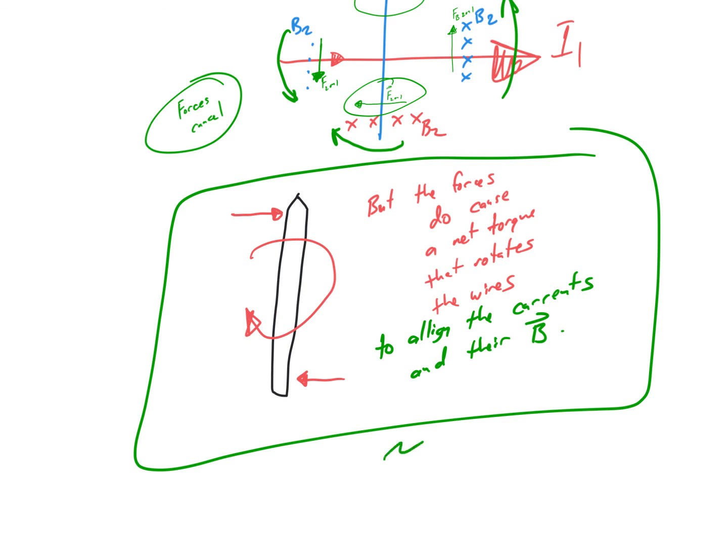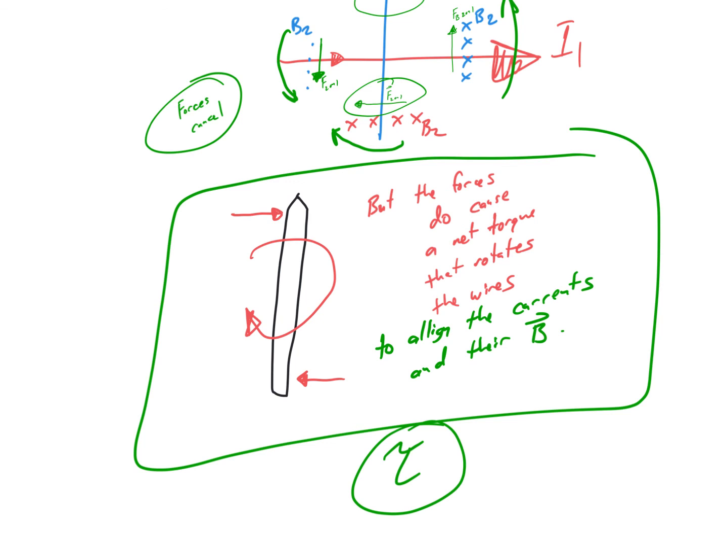Torque. Okay. This is a big thing about magnetic fields. So magnetic fields do not lead to translation when it comes to point charges and lines of current. Instead, it leads to circular motion and rotations.